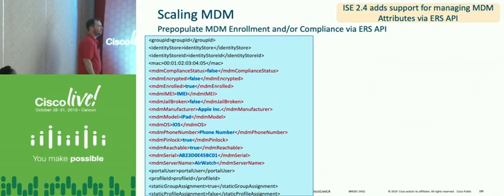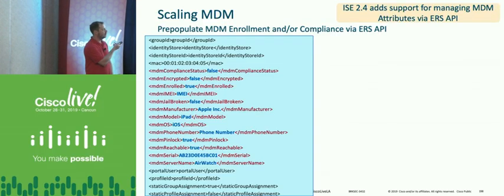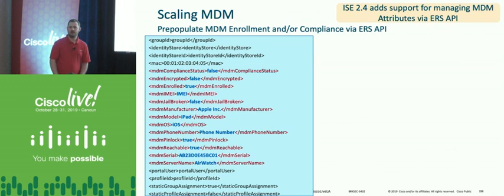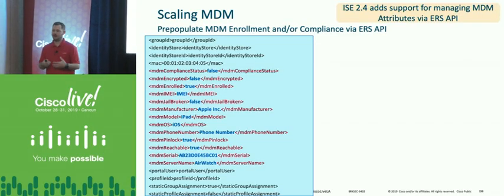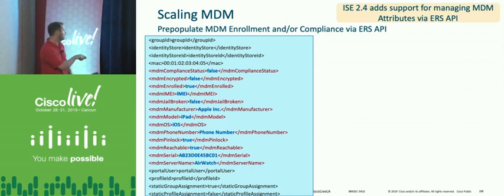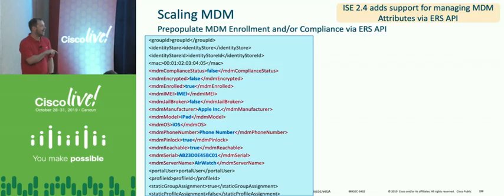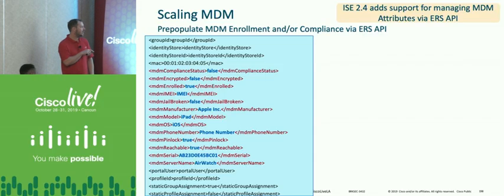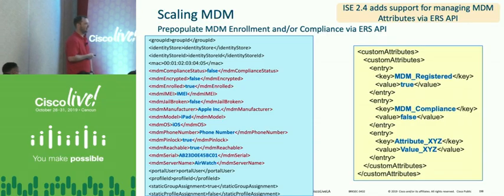Other thing that we've added in 2.4 is the ability to manage MDM attributes via the ERS API. So for those of you that are interested in using Python or Google Go or Perl to be able to interact with ISE, these attributes that MDM has within ISE, we can actually modify or manage directly from that ERS API.